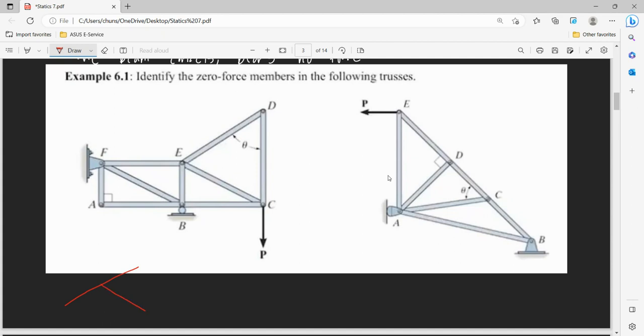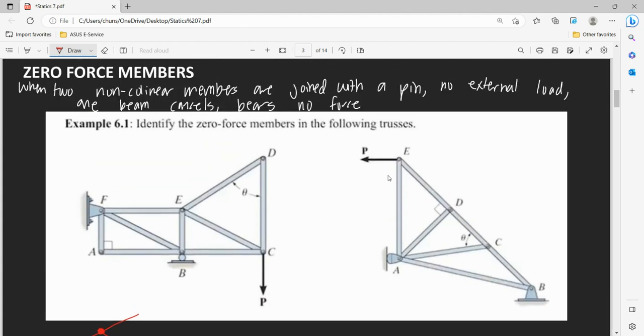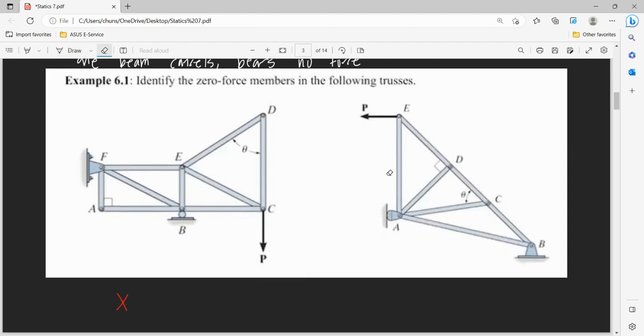So if you had something like this, and this is your pin here, they would be non-collinear, joined at this pin. And if there's no external force acting on this pin, then this beam would get cancelled out and would be a zero force member because it wouldn't bear any weight. So we want to look at these examples here and see what we can eliminate. So it's kind of similar to our process for 2 force members. It's going to simplify the amount of unknowns that we need to solve and reduce our complexity for a question.